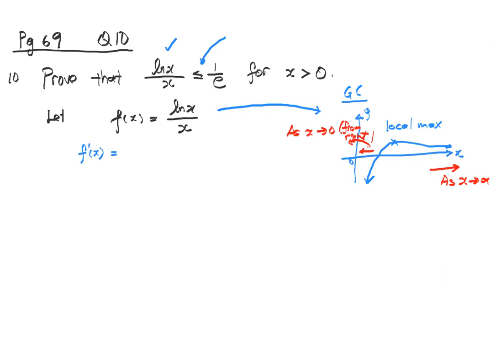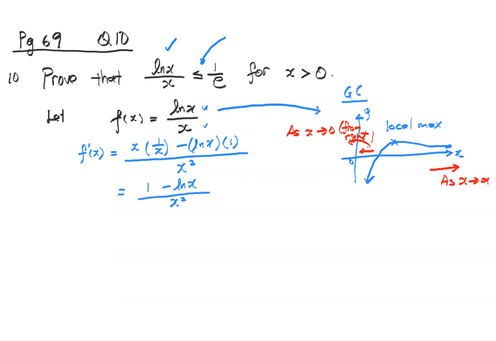Okay, so I'm going to find the f prime x, so it's still using the quotient rule. So today we do the quotient rule three times already. This is V, this is U. U prime: you differentiate ln x, you get 1 over x. Take away U, V prime. The whole thing divided by V squared. So I get 1 minus ln x over x squared.